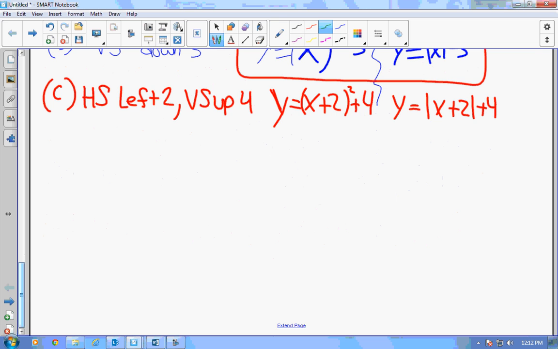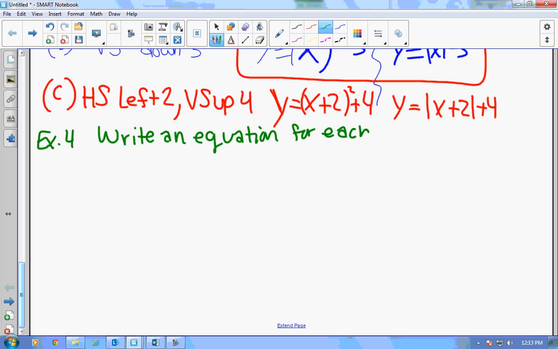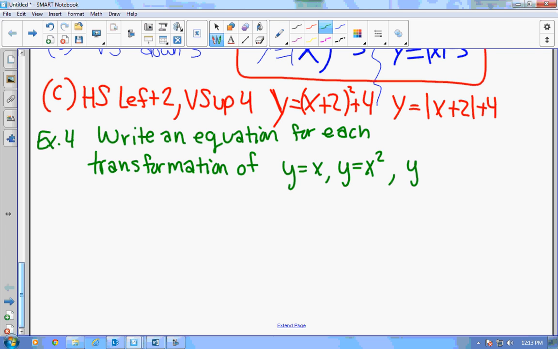Okay, so example 4. Write an equation, which we were just practicing, for each transformation of, now I'm going to add in the linear, y equals x, y equals x squared, and y equals absolute value x. We're going to do all 3.